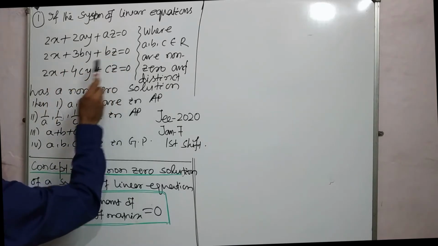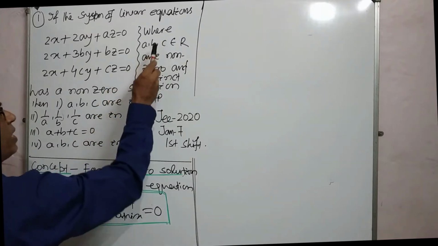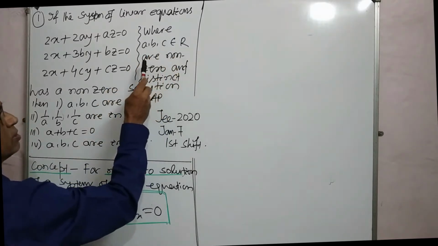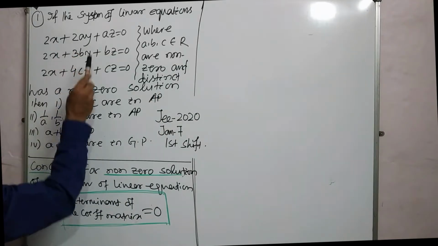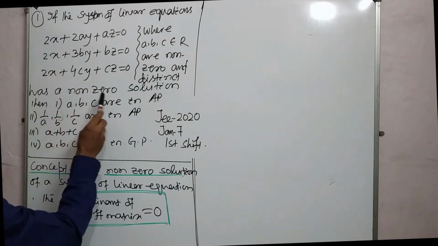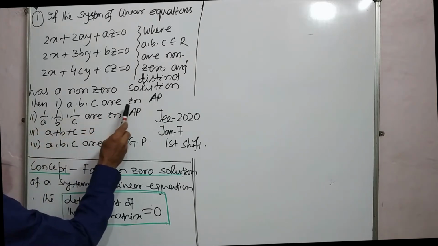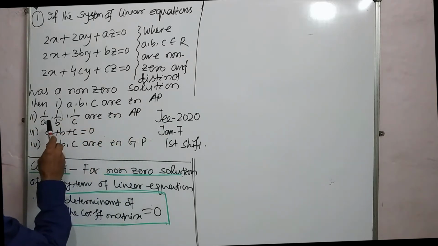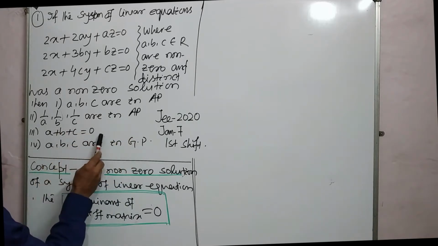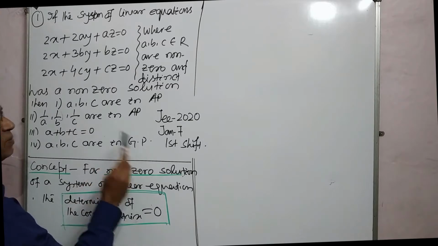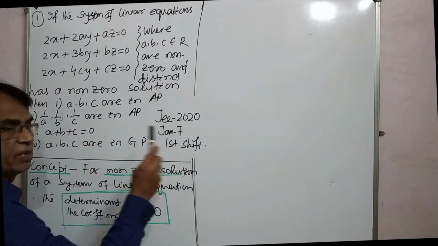plus bz is equal to 0, 2x plus 4cy plus cz is equal to 0, where a, b, c belong to real numbers, are non-zero and distinct, and this linear system has a non-zero solution, then the options are: a, b, c are in AP; 1 by a, 1 by b, 1 by c are in AP; a plus b plus c is 0; and a, b, c are in GP. This sum was set in JEE 2020 January 7 first set.